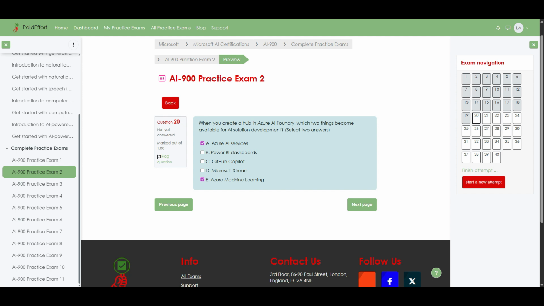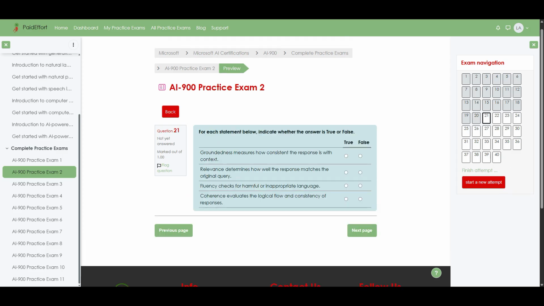GitHub Copilot is a coding assistant that suggests lines of code, but it's not part of the Azure AI Foundry experience. Similarly, Microsoft Stream is focused on video content, not AI model development or training. So if you're setting up a development environment in AI Foundry, Azure AI Services and Azure Machine Learning are your foundational building blocks.